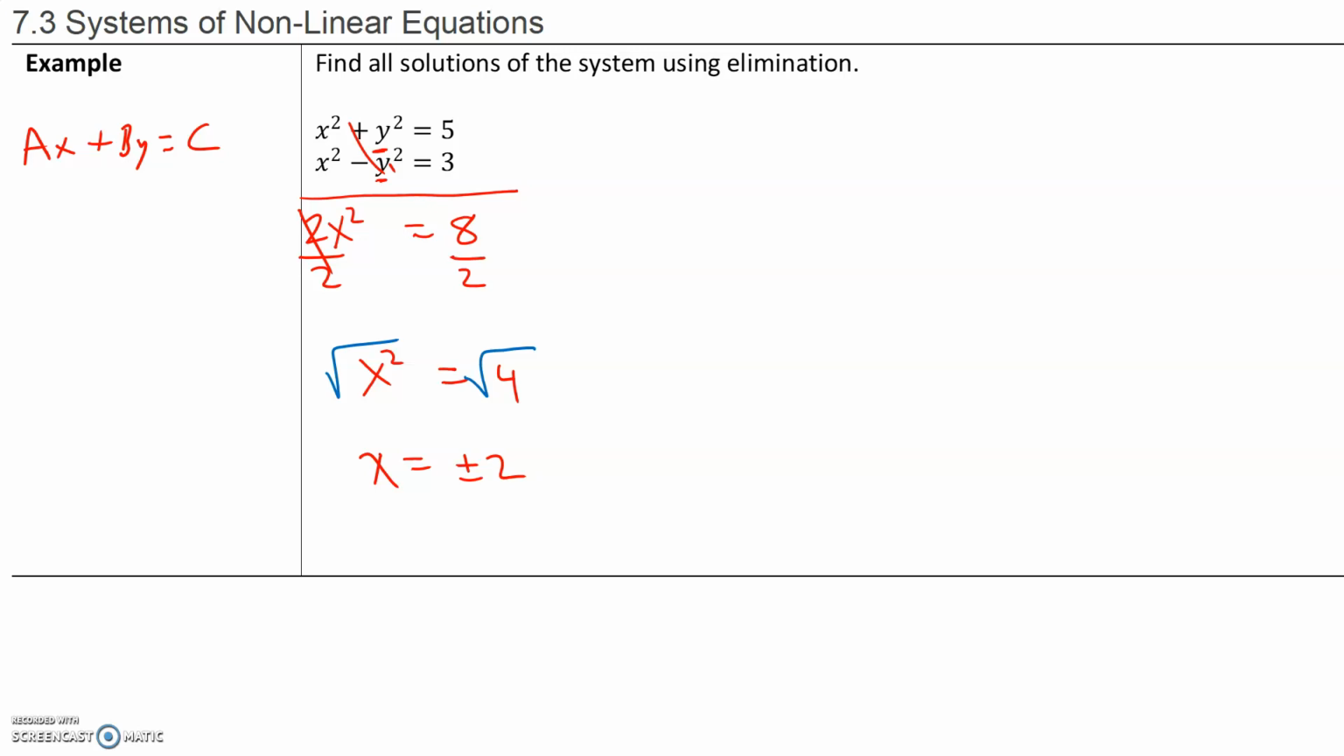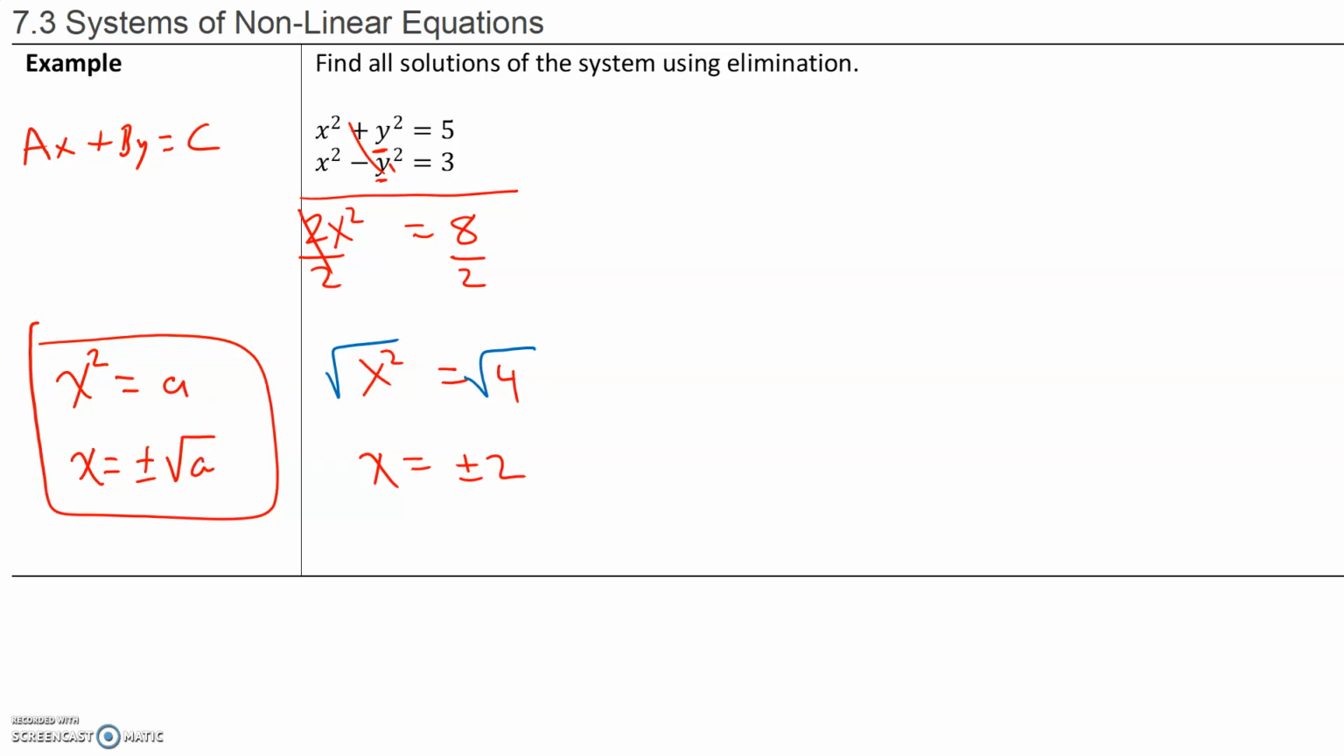Now, this is a little bit different than last section because in the previous section, we only got one answer for x. Here, we got two different answers. We got a positive and a negative 2. And remember that anytime you square root a variable, you always get that plus or minus. So if I have x squared equals a, then x will always equal plus or minus the square root of a. That plus or minus is always going to be there. Okay, so don't forget that.